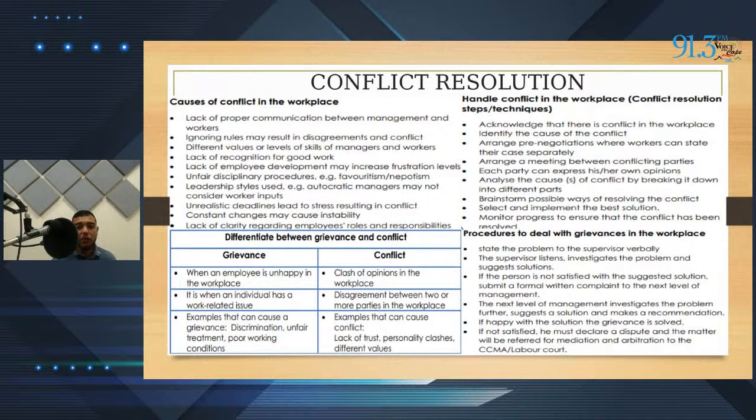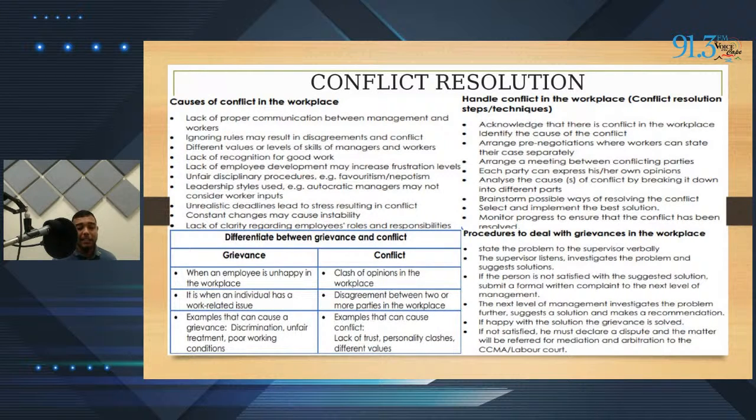How do we handle conflict in the workplace? So, steps we can go about: acknowledge that there is conflict, identify the cause of conflict, arrange pre-negotiation where workers can state the case separately, arrange a meeting between conflicting parties. Each party can express his or her own opinions. Analyze the cause of conflict by breaking it down into parts. Brainstorm possible ways of resolving the conflict, and select and implement the best solution. Monitor the progress to ensure that the conflict has been resolved. So, that is how we're going to handle conflict in our everyday life and in the business.